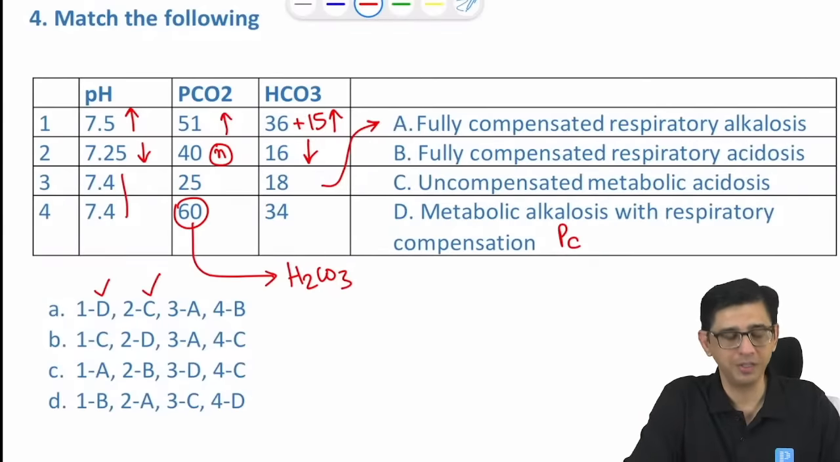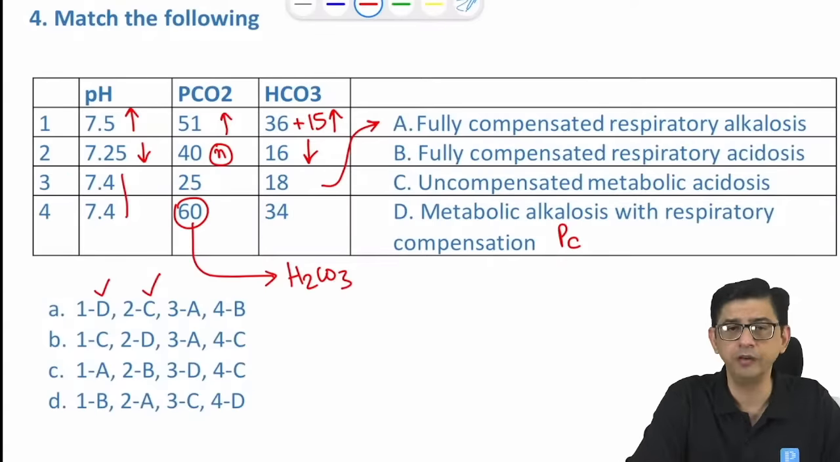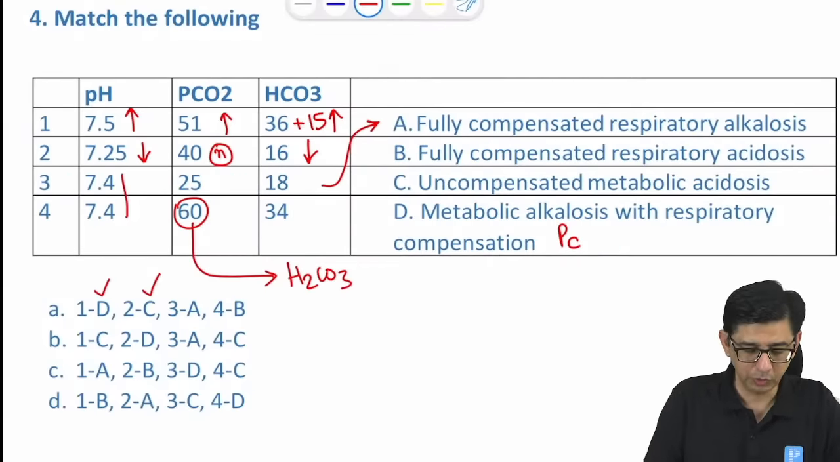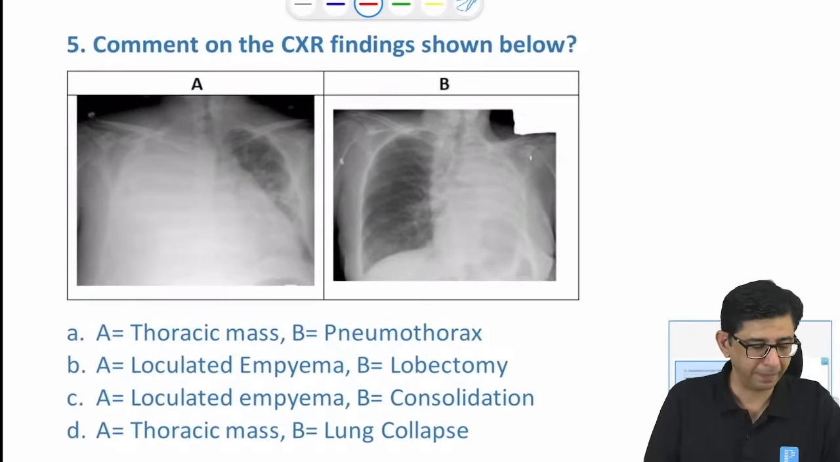So go through the ABG section, guys, and you'll make more sense. And I had very good input there. I think everybody got it right for option number A for this one. So we are sorted for question number 4, and let's look at the fifth one for today.